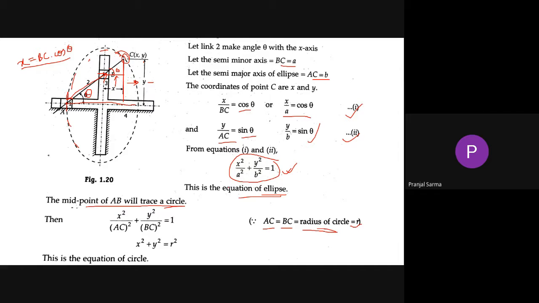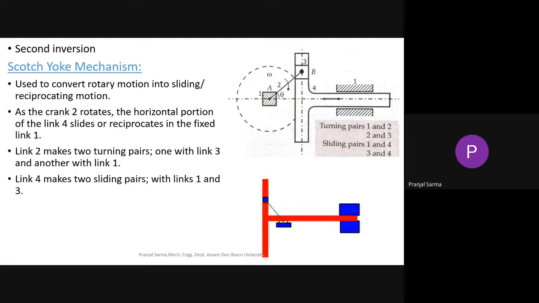Now if AC and BC, or small a and small b, are equal, and they are equal to R, then after simplification we will get x square plus y square equal to R square, right? So this is the equation of a circle. So the midpoint is going to trace a circle. Otherwise, in the normal case, it is an ellipse only.